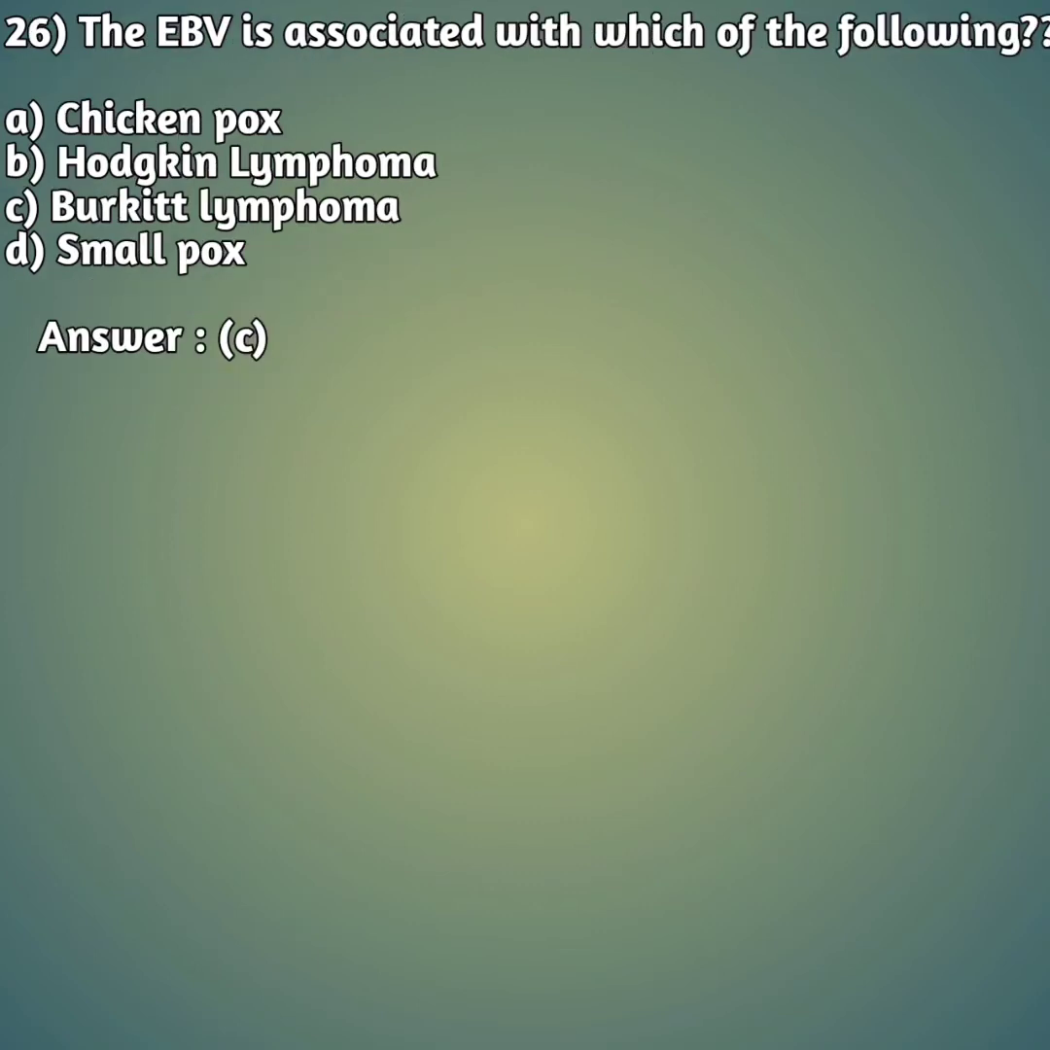Moving on to our 26th question, the EBV, that is Epstein-Barr virus, is associated with which of the following? Option A chickenpox, option B Hodgkin lymphoma, option C Burkitt lymphoma and option D smallpox. So your right answer is answer C, Burkitt lymphoma. EBV is associated with Burkitt lymphoma.